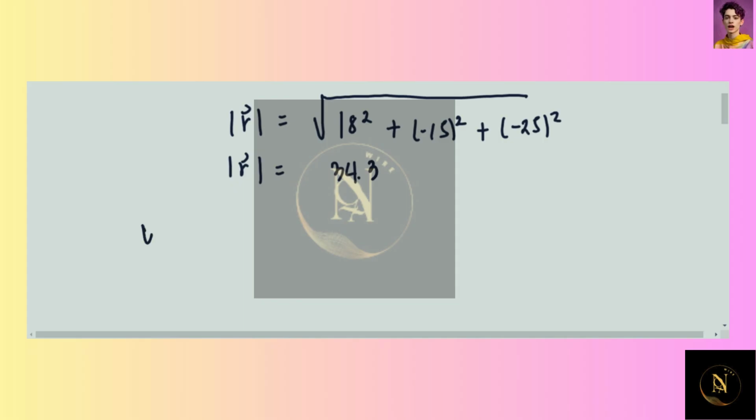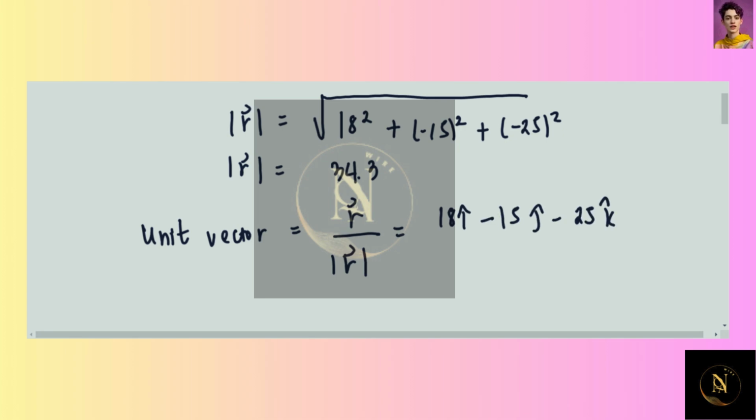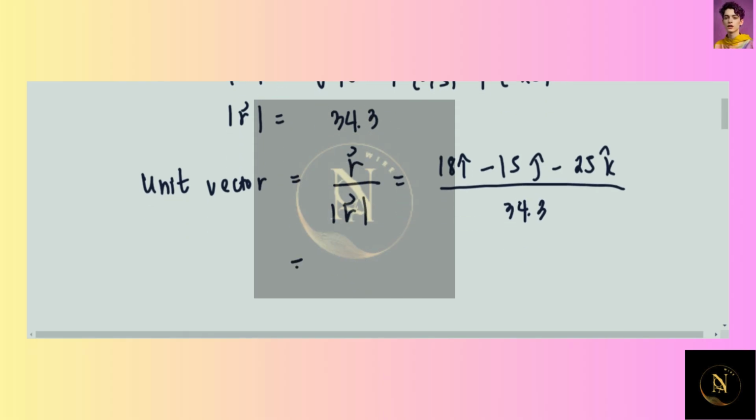Next, the unit vector. The unit vector is obtained by taking the ratio of the vector to its own magnitude. So it's 18 i hat minus 15 j hat minus 25 k hat divided by 34.3, where that's going to be 18 divided by 34.3, 15 divided by 34.3, and 25 over 34.3.